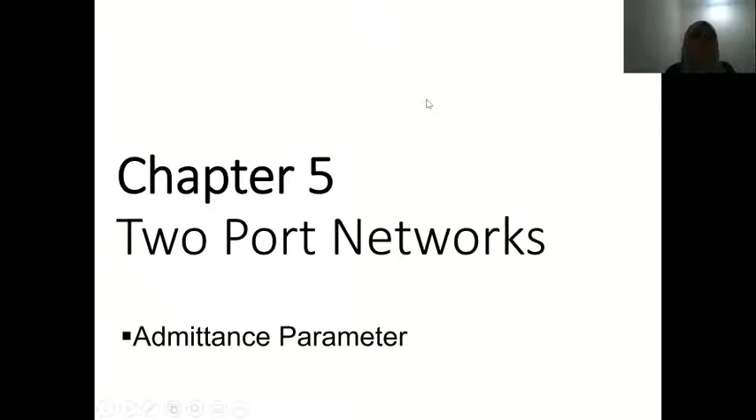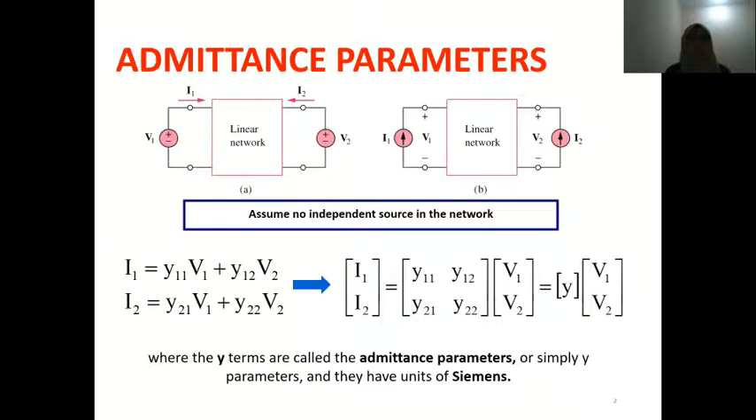Okay, class. We go to the admittance parameters, still on two-port networks. For this topic we have a subtopic, so we have to determine the admittance parameters. For the admittance parameters, it is still a two-port network, which can be driven by either voltage or current. Here we do not assume any independent source in the network.